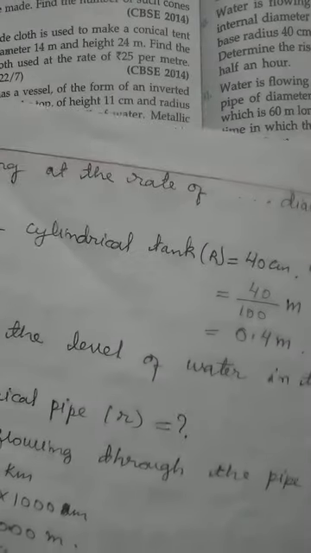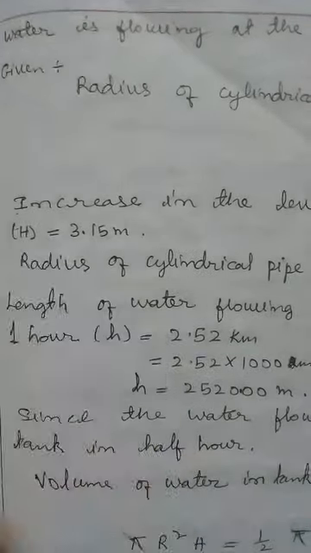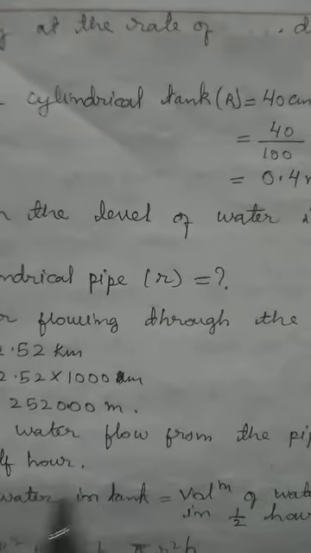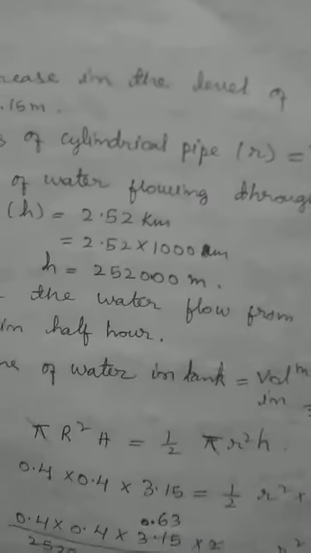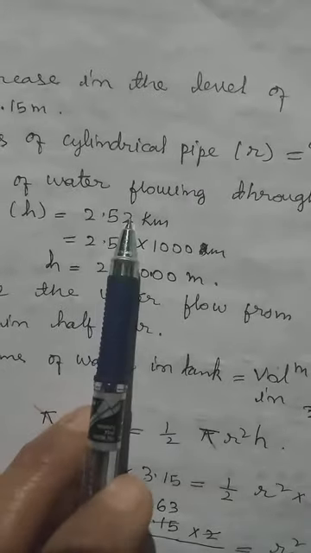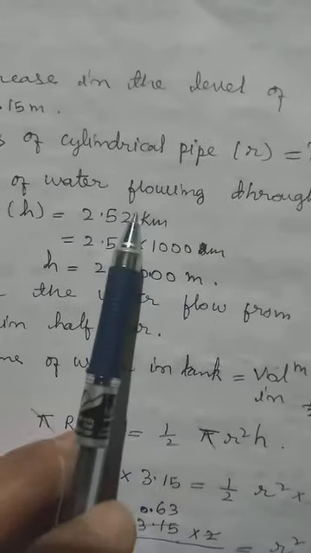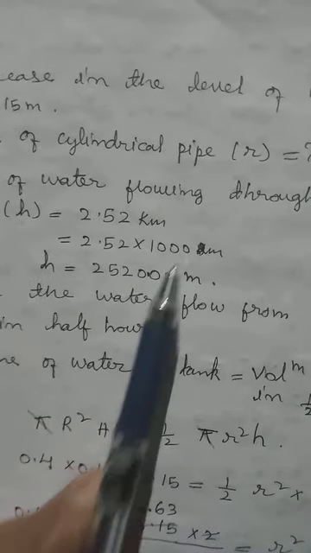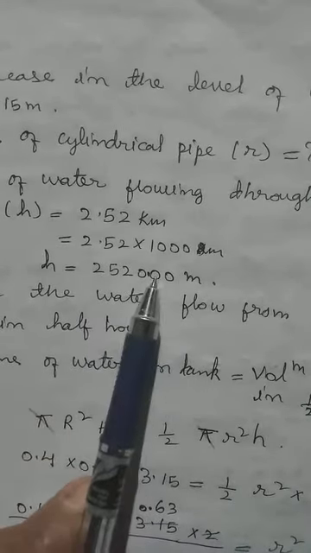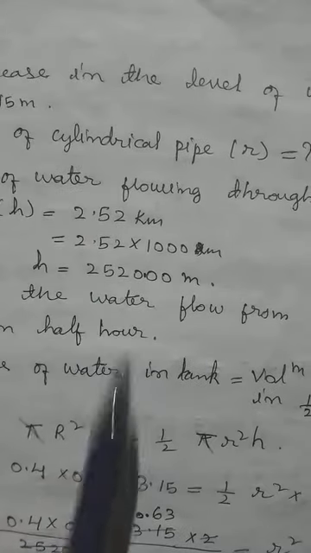Next, the height of the water in the tank is equal to 3.15, already in meter, so no problem. The radius of the pipe we don't know, so we write it r. Then next, the rate of flowing is given to be 2.52 kilometer. Again, we need to convert to meter. So 1 kilometer, we know it is 1000 meter. So we multiply with 1000, then 2 numbers after the decimal, 0s we can cancel. So now it is equal to 2520 meter.